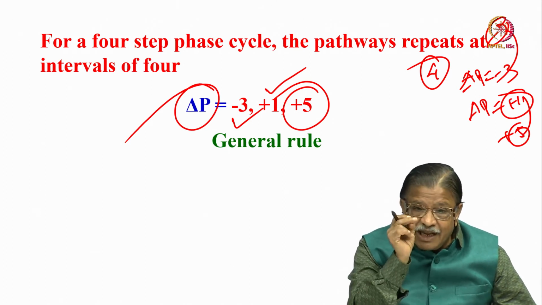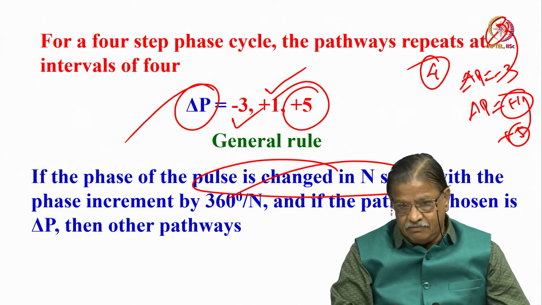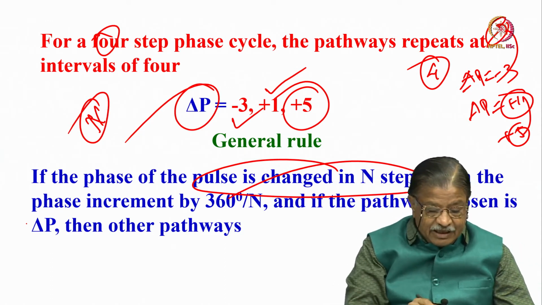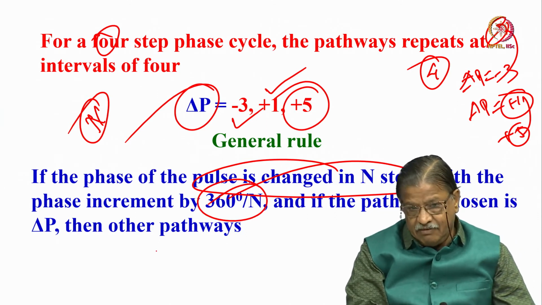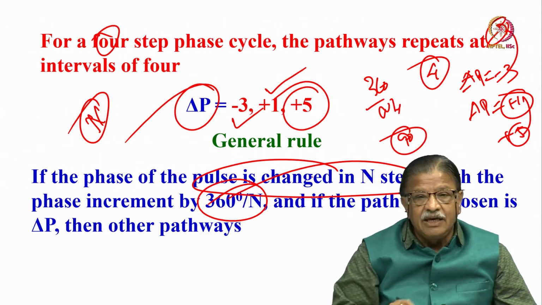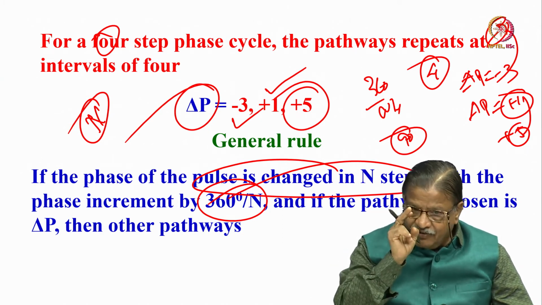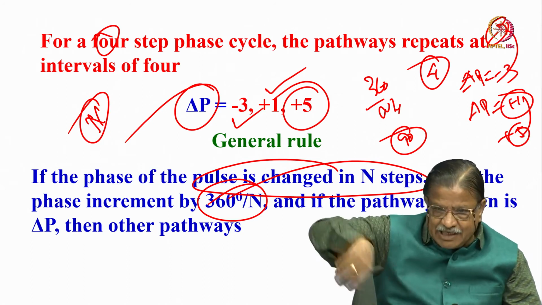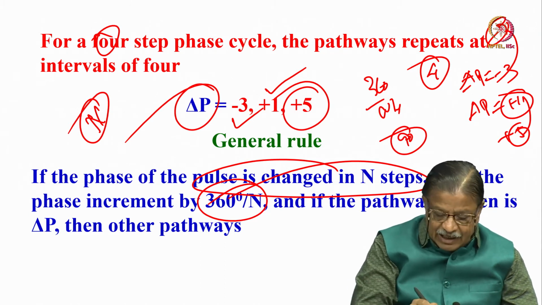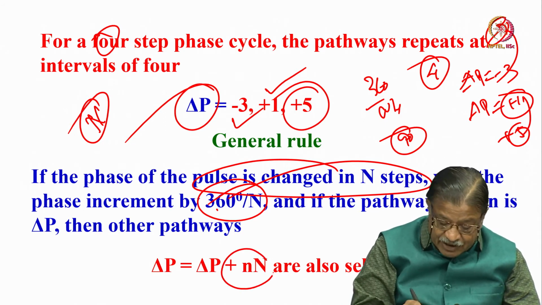Now with this we can form a general rule. What is the general rule? If the phase of the pulse is changed in n steps, here we took 4 steps, then with the increment of 360 by n, in my case 360 by n was 4, so I changed at the interval of 90 degrees. We took 0, 90, 180, 270 like that. In intervals of 90 we change. Because 360 is the maximum, one cycle you can think of. If I have n-step phase cycling at the interval of 360 by n, then the pathway chosen, delta p, always repeats at delta p plus n times N.